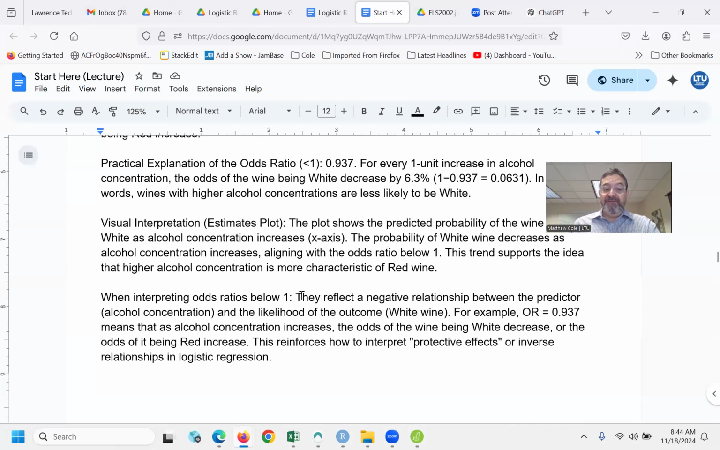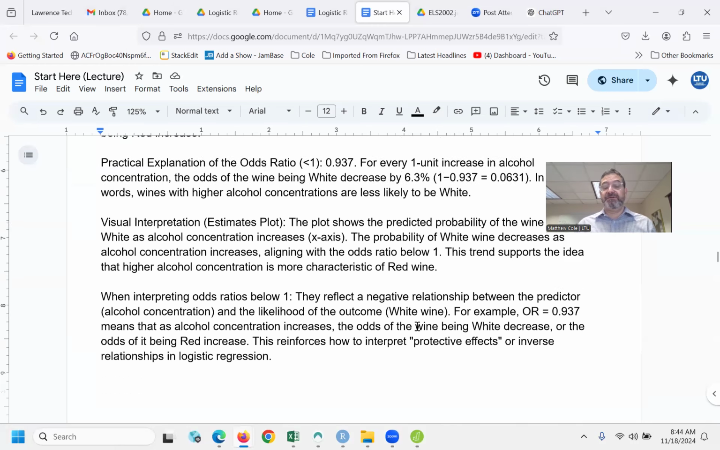So a negative odds ratio, below 1, reflects a negative relationship between the predictor and likelihood of the outcome. For example, the odds ratio 0.937 means that as alcohol concentration increases, the odds of the wine being white decreases, or the odds of it being the alternative, the reference class, increases. This reinforces how to interpret protective effects or inverse relationships in logistic regression.